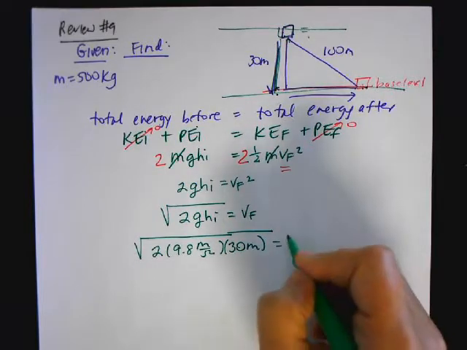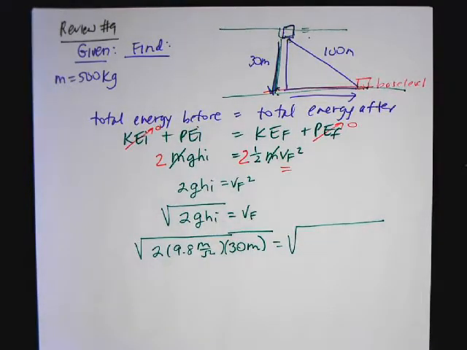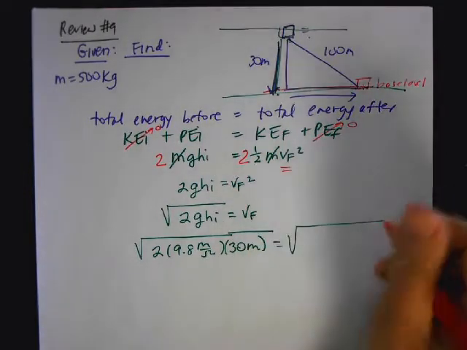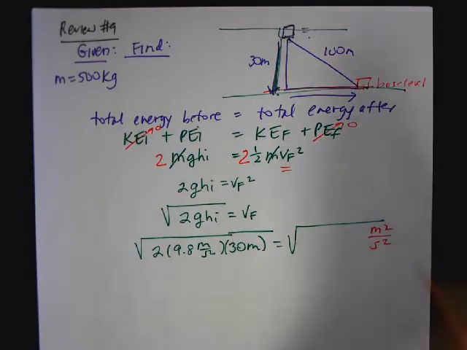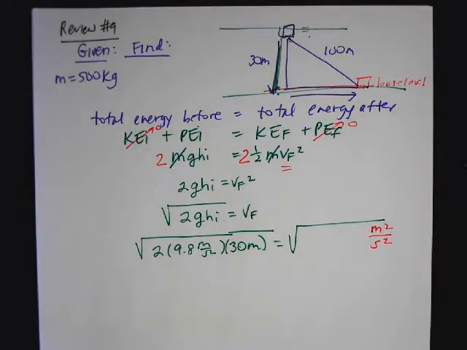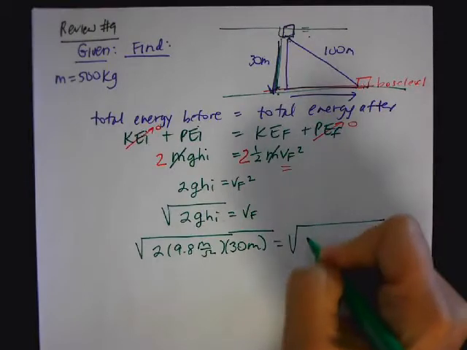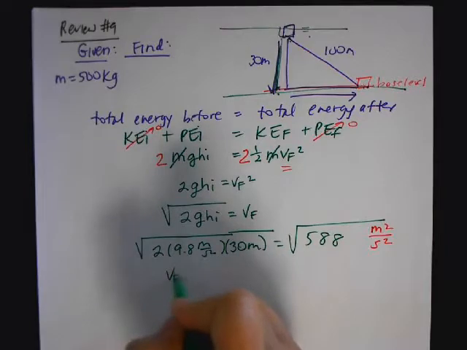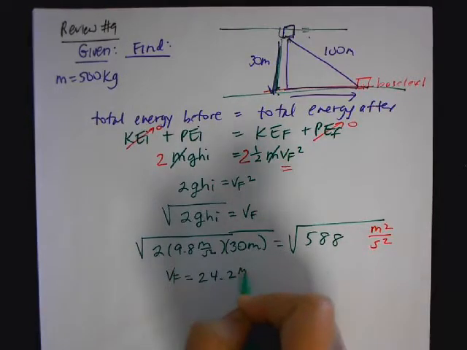So then when I do this on my calculator, remember, I want to carry my units through, so I'm going to have meter squared per second squared. So when I take the square root of the number, I'm going to have the square root of the unit, and the square root of meter squared per second squared is a meter per second, which is the correct unit. And then when I substitute it in my calculator, this comes out to be 588, and then when I take the square root of that, I get 24.2. So vf is equal to 24.2 meters per second.